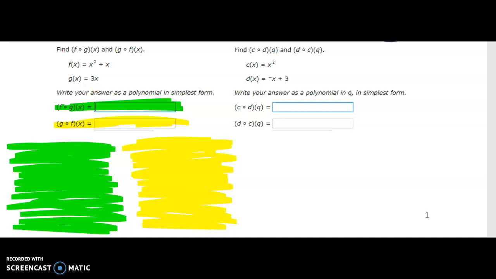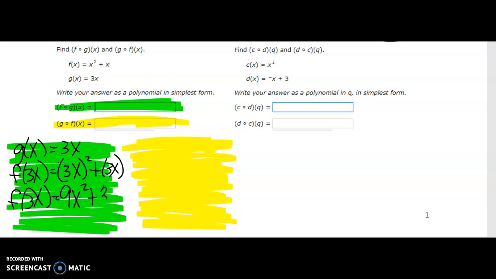So f of g of x. What is g of x? 3x. So f of 3x equals x squared plus x. So 3x is going to go into both of those parentheses. 3x squared is 9x squared plus 3x. Those are not like terms. So that would be the answer for the top box.